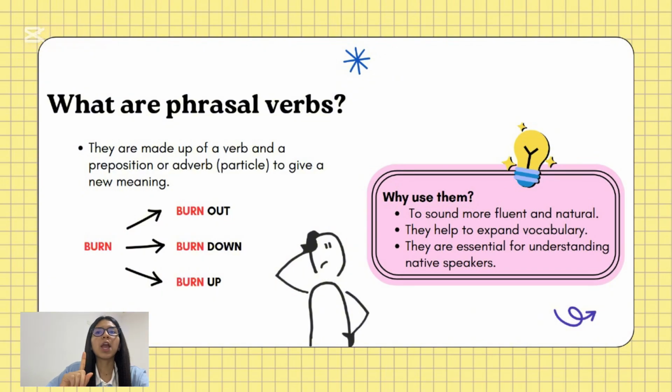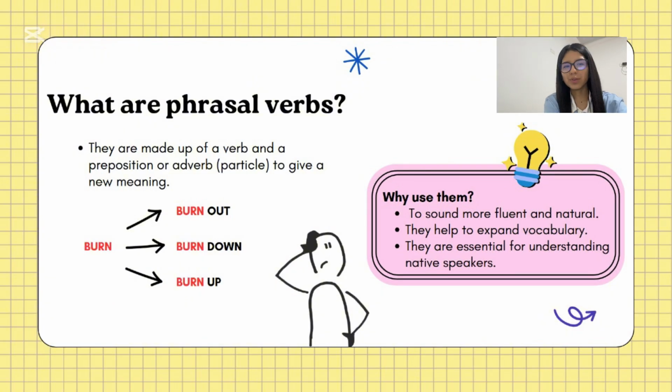The first one, burn out, that is to become exhausted. The second one, burn down, that is to be destroyed by fire. And the last one, burn up, that is to make someone angry. Moreover, thanks to its widespread use among native English speakers, phrasal verbs are essential for learners of the language.